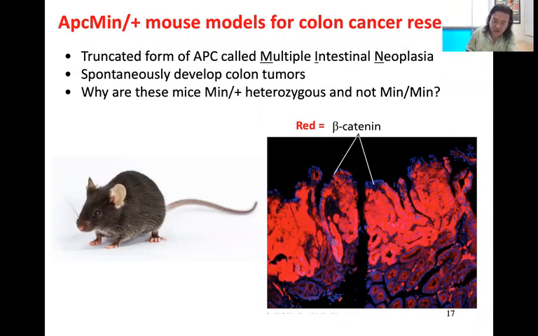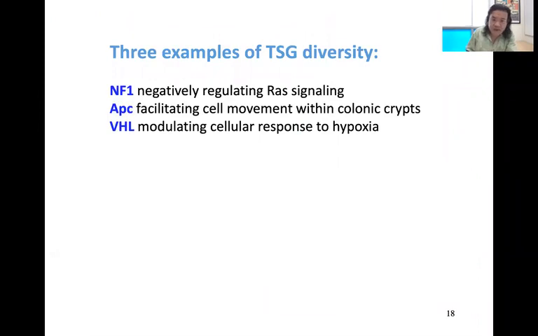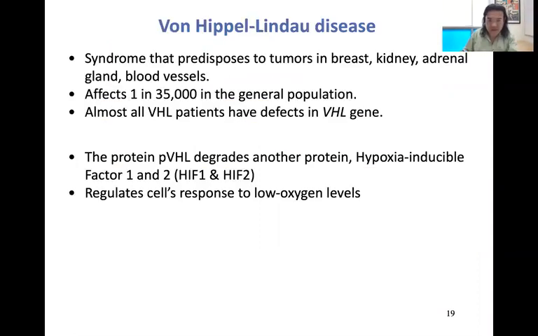spontaneously develop colon tumors. Our third example that we'll end with today is VHL. VHL is a protein that helps regulate our cells' responses to oxygen levels, in particular low oxygen levels, or hypoxia. VHL was named after the disease von Hippel-Lindau disease. It's a syndrome in which people born with VHL defects are predisposed to a higher risk of developing tumors in breast, kidneys, adrenal gland, and even certain types of blood vessel defects.